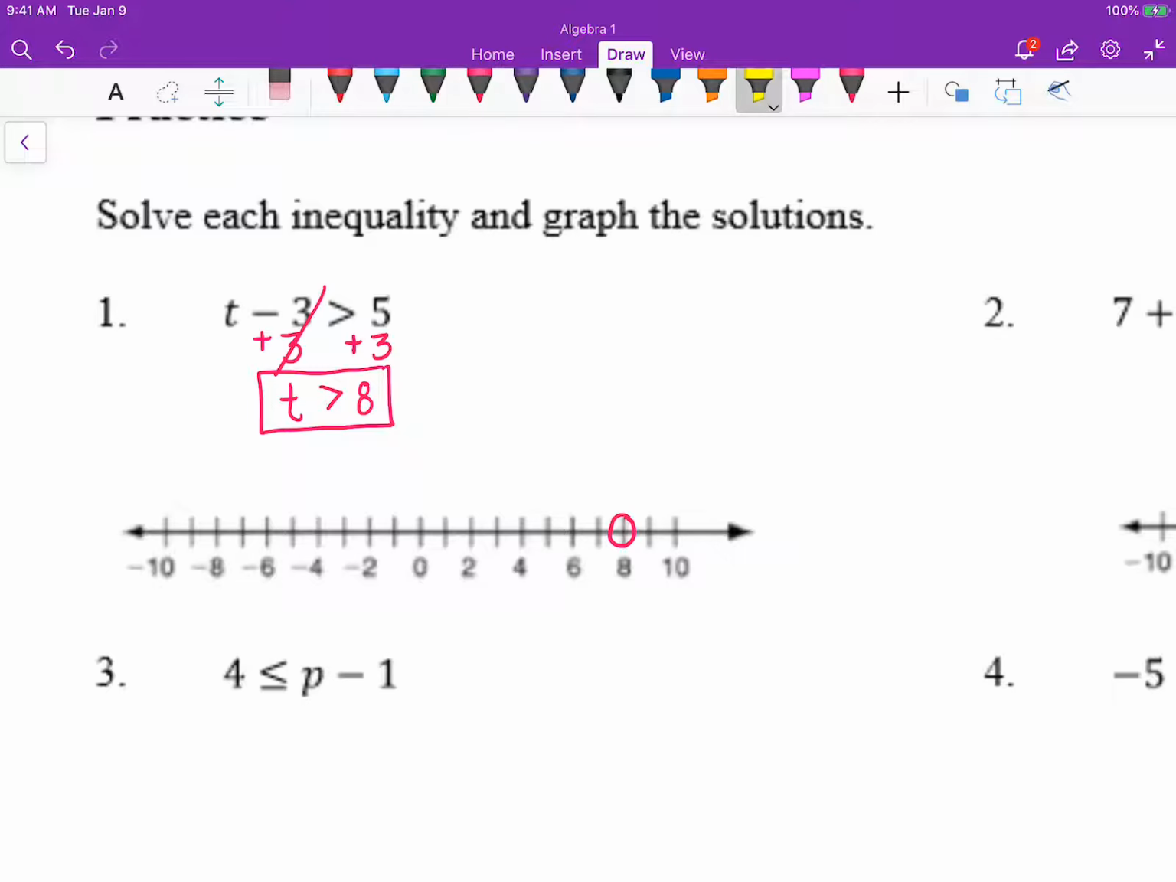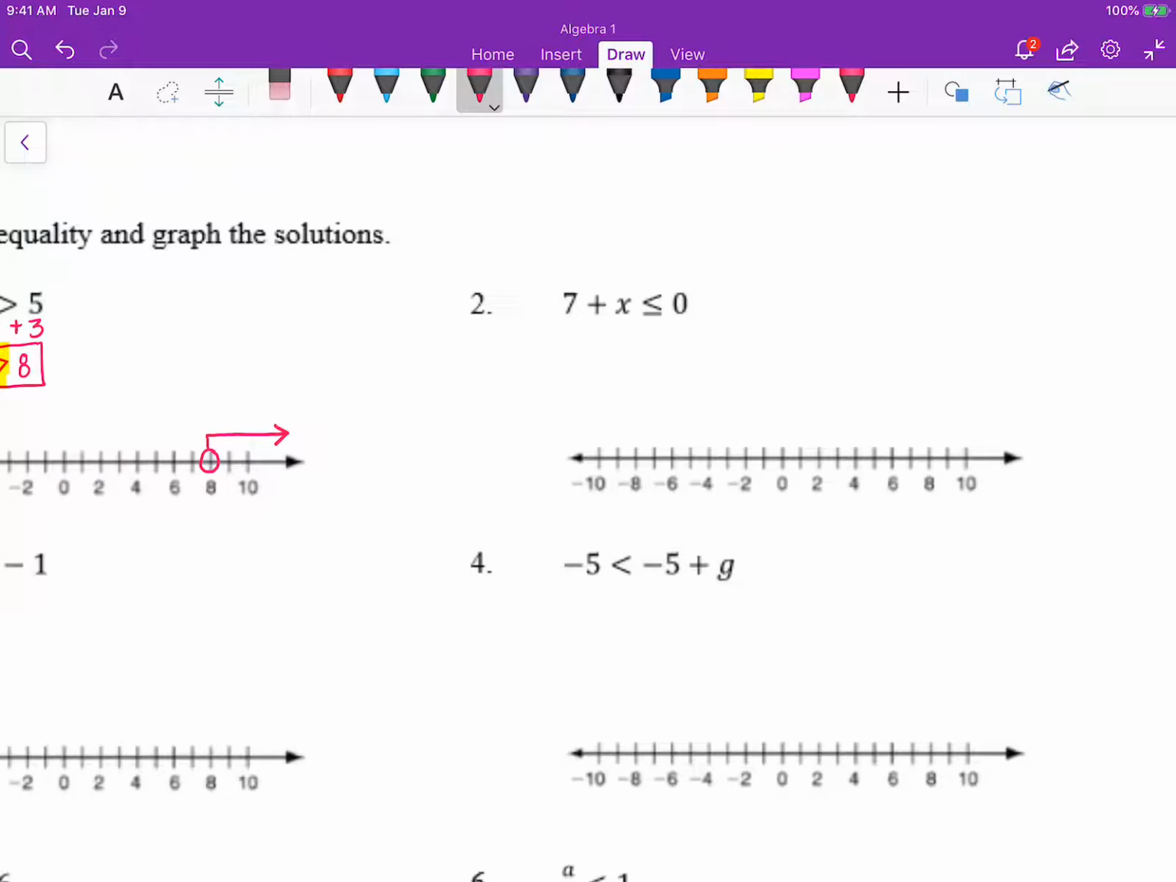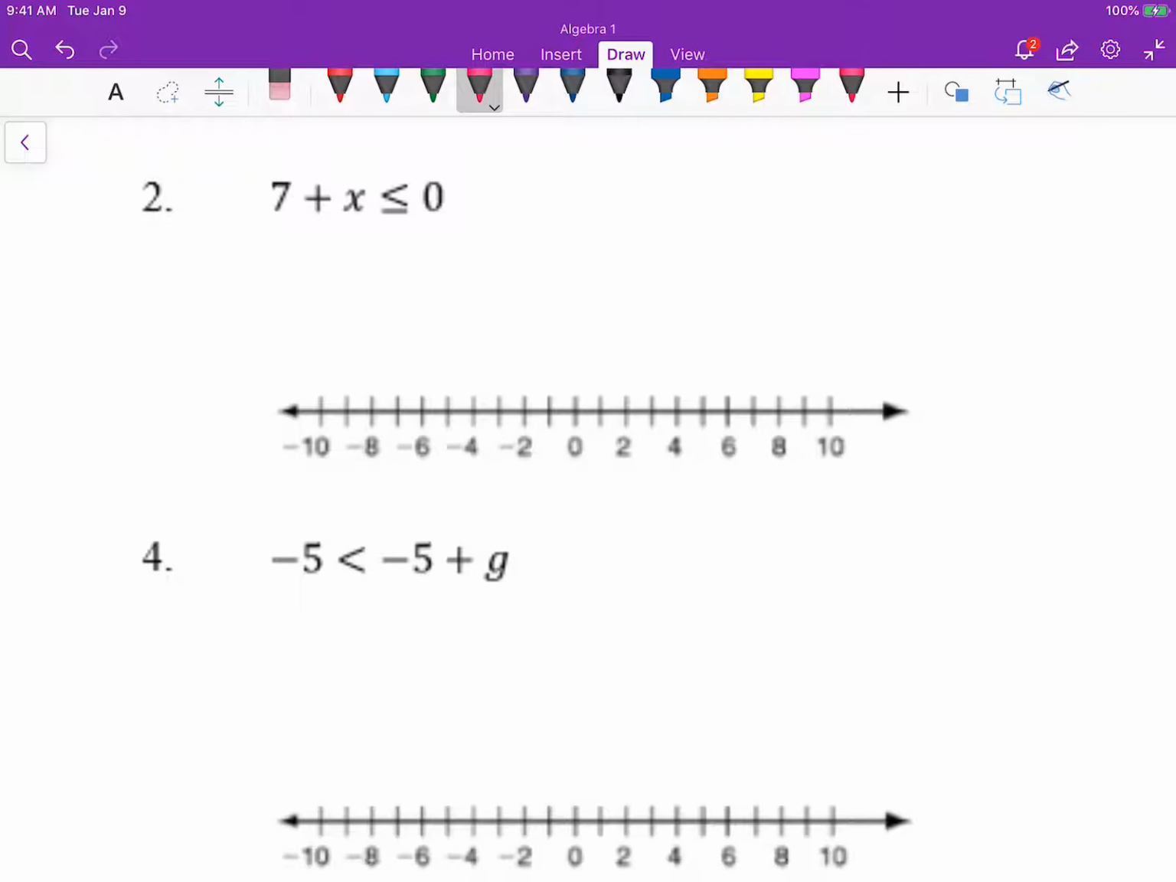And then the symbol right here literally points you to the right. And so when you go to do your graph, you can go ahead and shade to the right and always do the arrow on there as well to show that it continues forever and ever and ever. So that's what the graph would look like for number 1. If you take a look at number 2, for that one, we would work to get that letter x alone. So we're going to minus the 7 over to the other side. That cancels the 7 and gives us x is less than or equal to negative 7.